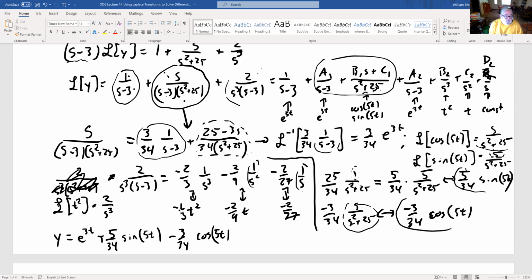So the Laplace transform of y is this term plus this term, finally, plus that term, right? And that's here. So these three terms: minus 1/3 t squared, minus 2 over 9t, minus 2 over 27. And so that's our solution.